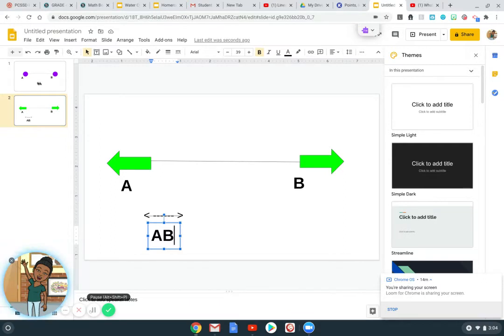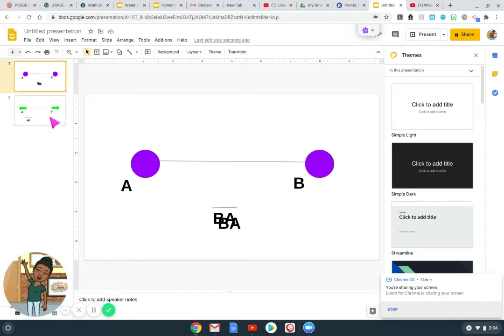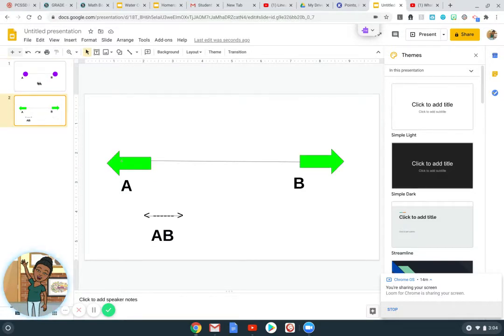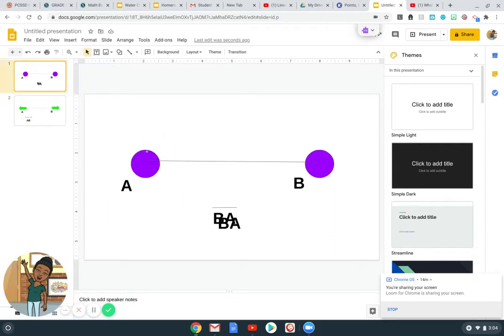So how is a line different from a line segment? How is this line different from this line segment? Yes, this line has no beginning and no end. A line does not have endpoints. It goes on forever in both directions. A line segment with endpoints is just a part of the line.